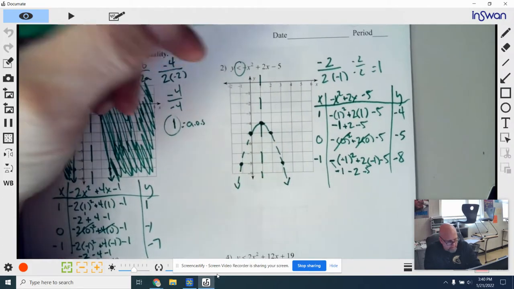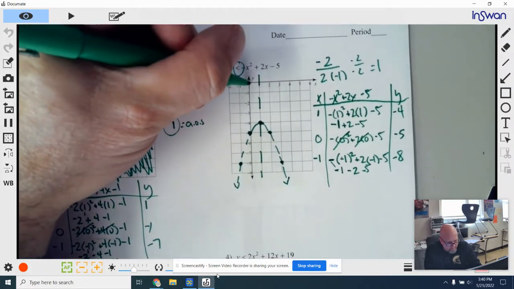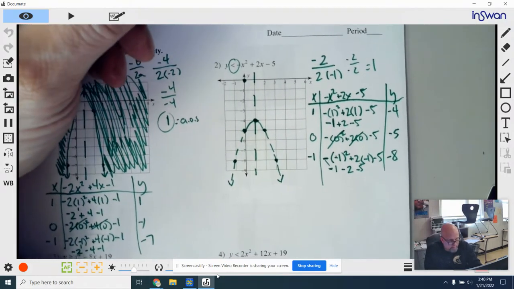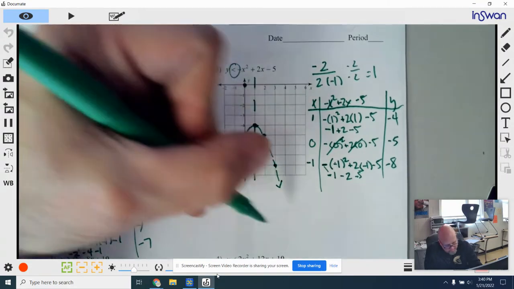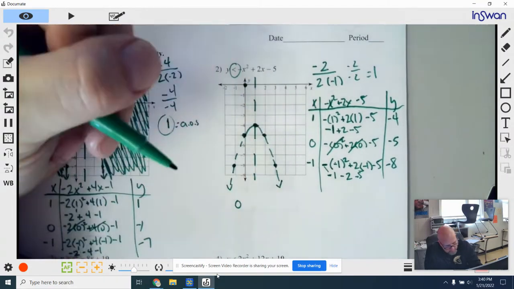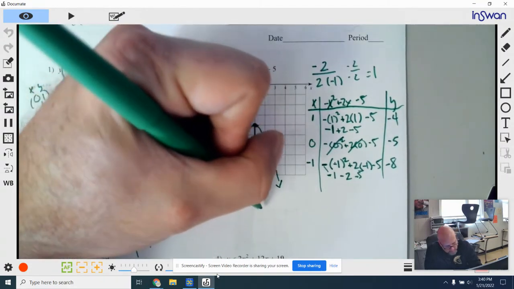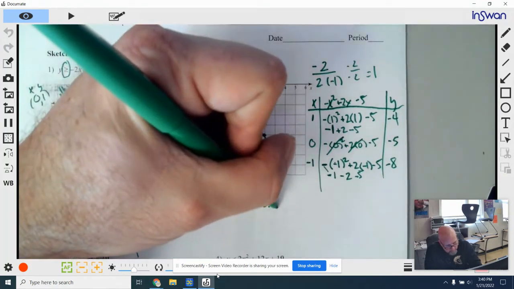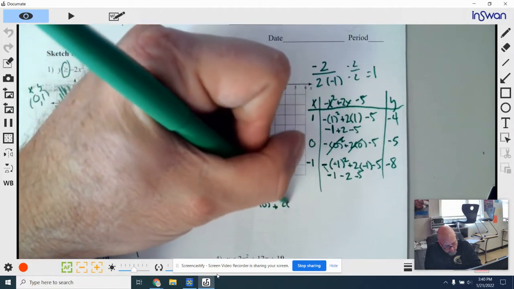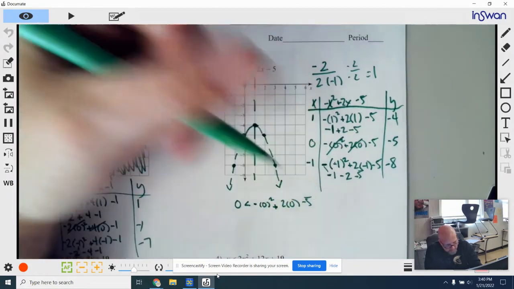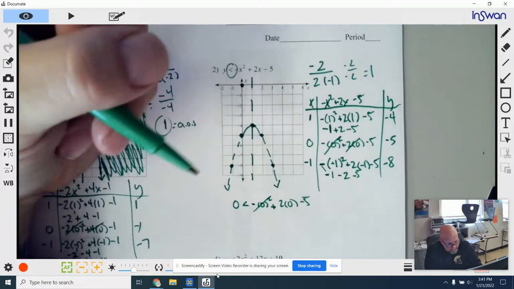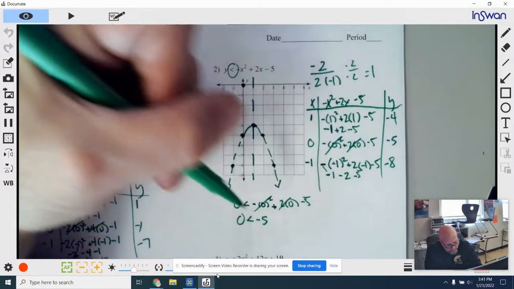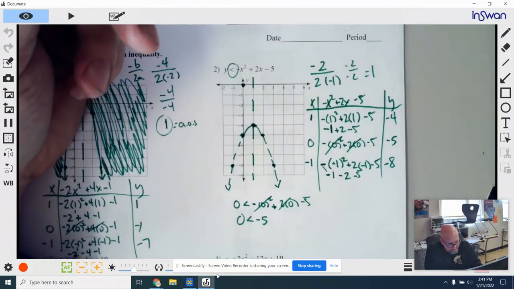Okay, now I need to go ahead and pick a point to test. I'm going to test (0, 0), because again, super easy to test, plug in. So if you get 0 for your y is less than -0 squared plus 2 times 0, take away 5. Well, that cancels, and you're left with just that -5. So is 0 less than -5?